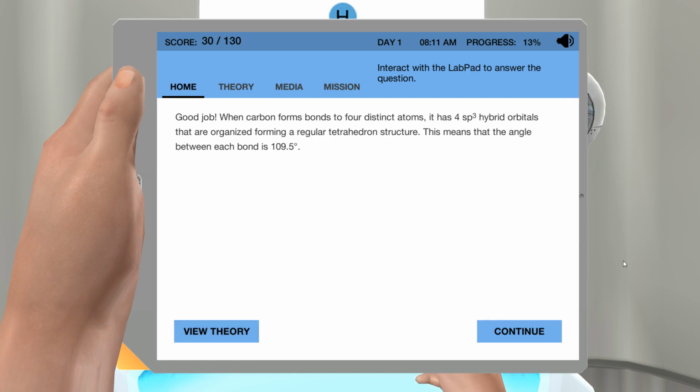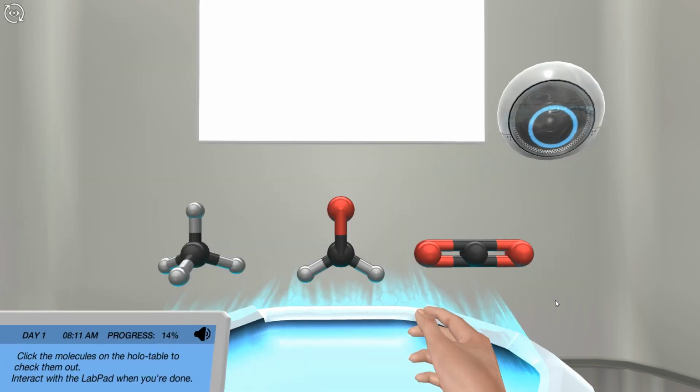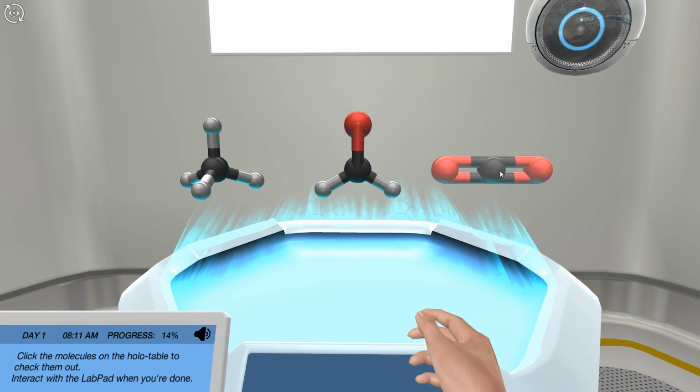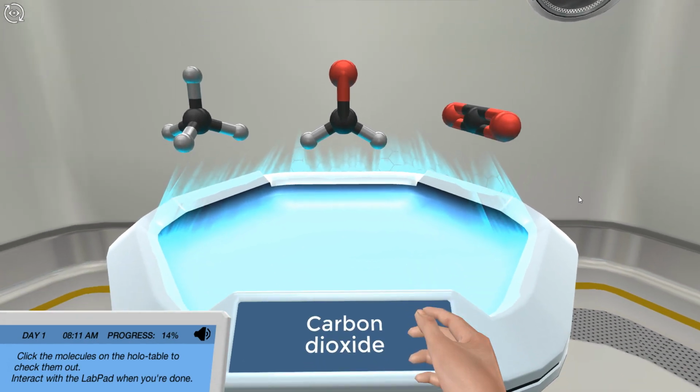Good job. When carbon forms bonds to 4 distinct atoms, it has 4 sp3 hybrid orbitals that are organized forming a regular tetrahedron structure. This means that the angle between each bond is 109.5 degrees. Click the molecules on the holo table to check them out. Interact with the lab pad when you're done.